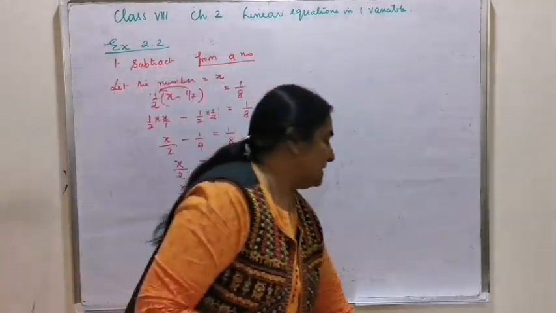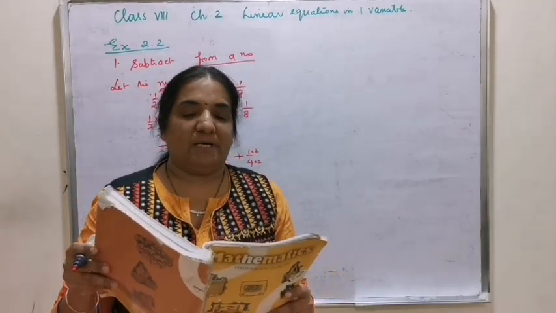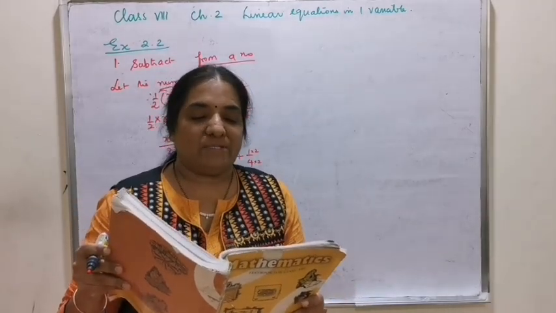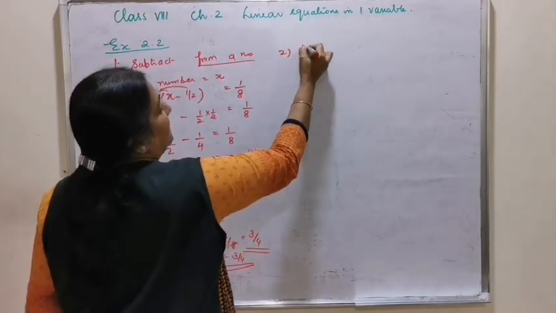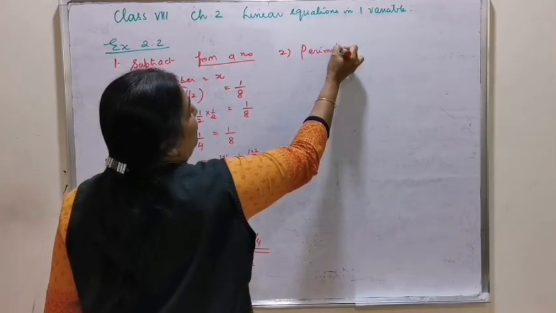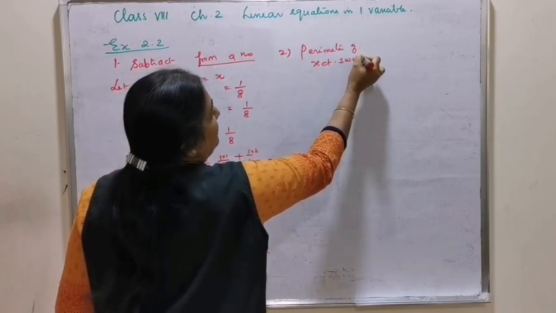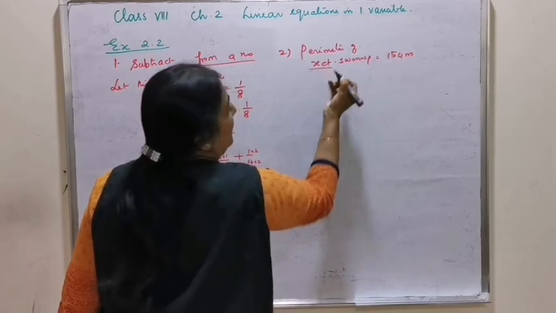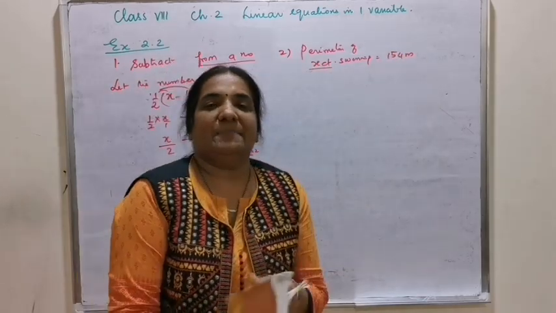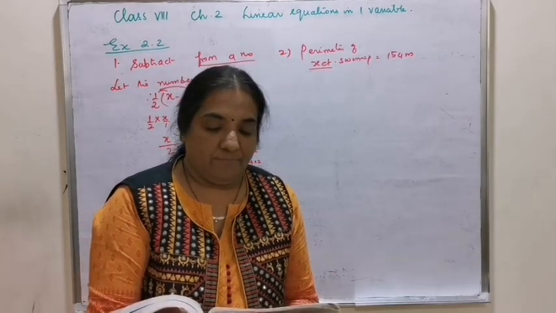The second question is, the perimeter of a rectangular swimming pool is 154 meter. Perimeter of a rectangular swimming pool equal to 154 meter. Underline the word rectangle because we should know the formula for the perimeter of a rectangle.